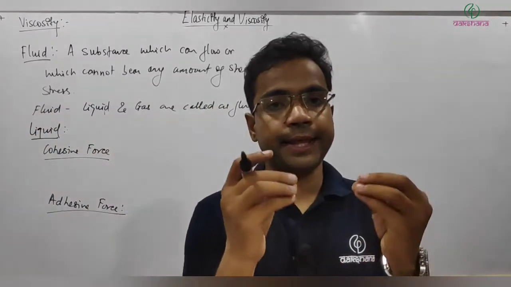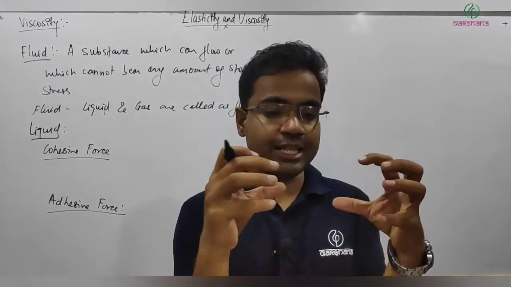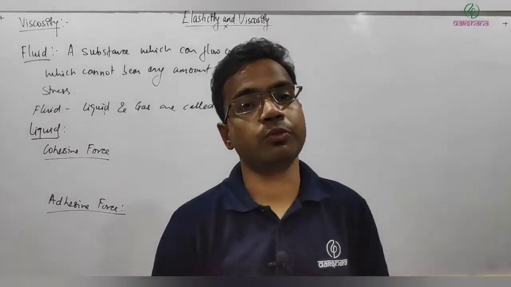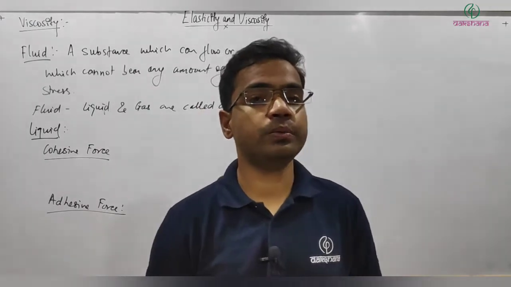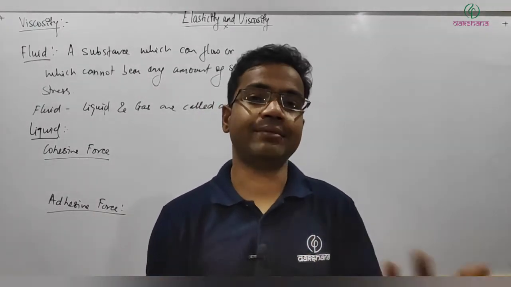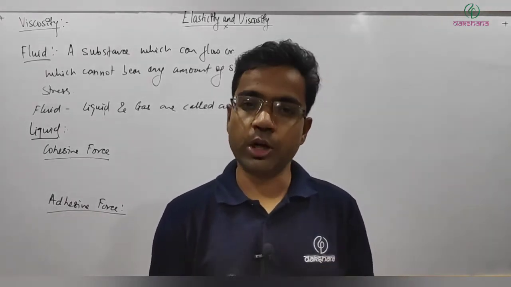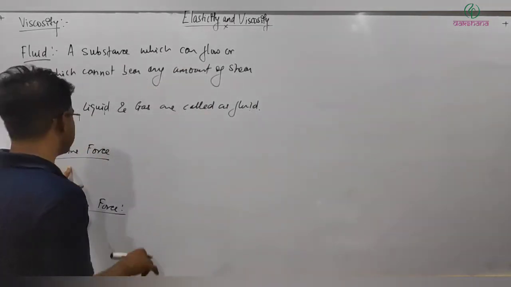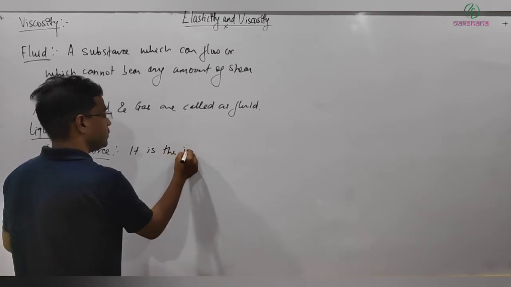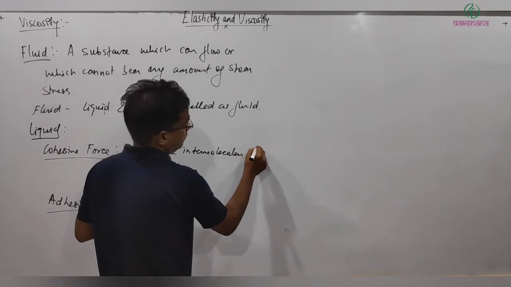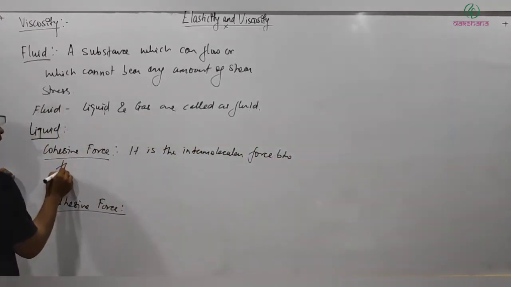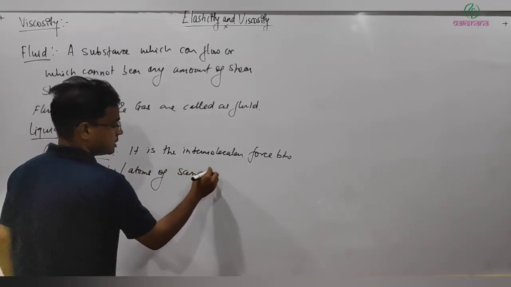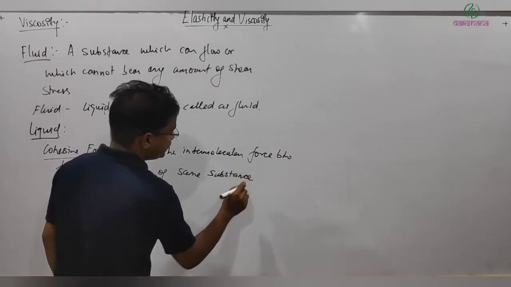So we know that solid molecules also attract each other. They are bonded together by a force depending on the type of the bond, but the bond is quite strong, so they will not be allowed to move. When the force between two molecules becomes a little less compared to a solid, they become free to move and it becomes a liquid. Similarly, if the force between two molecules becomes very small, then the phase of the substance is gas, right? So what is cohesive force? It is the intermolecular force between the molecules, or it can be atoms also, of the same substance, that is termed as cohesive force.